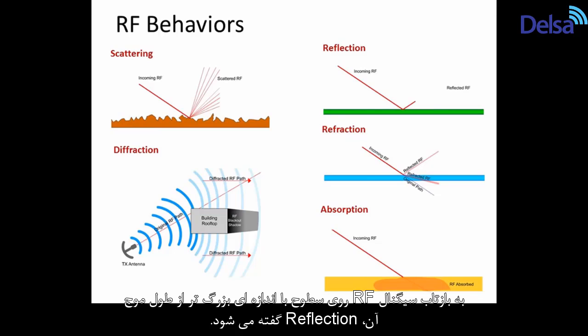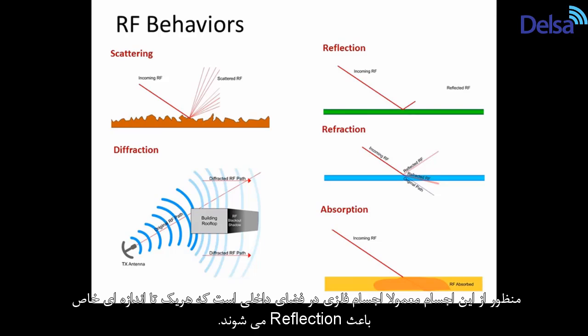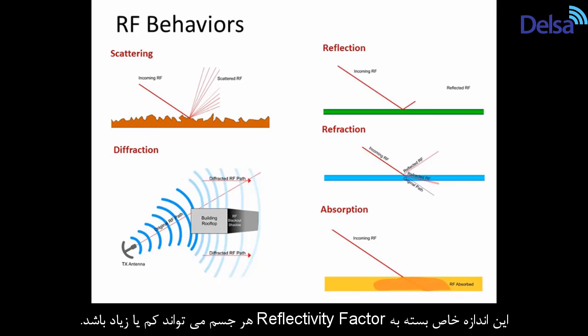So reflection is the RF signal reflecting or bouncing off of some kind of reflective material that has a size greater than the wavelength. And so we're talking here about metal objects like filing cabinets, things like that. These can all cause reflection, and many other objects cause some level of reflection. Its reflectivity factor may be higher or lower, but some level of reflection occurs.